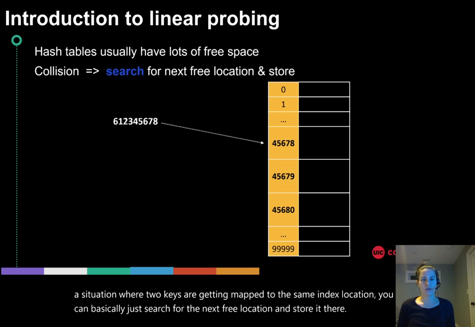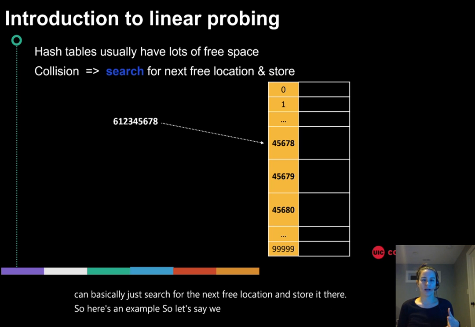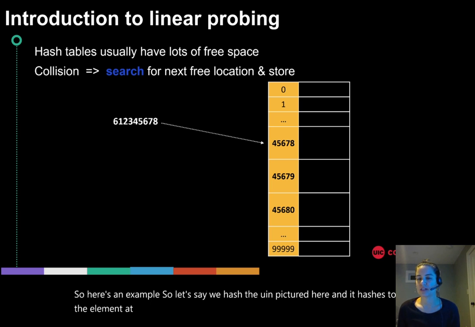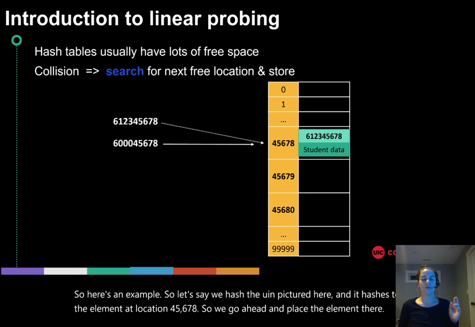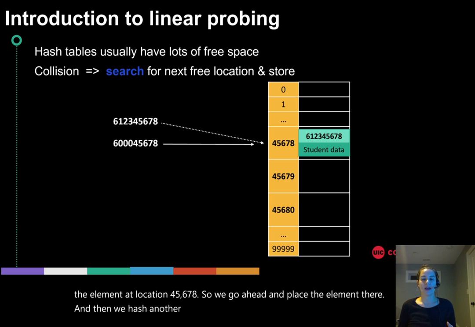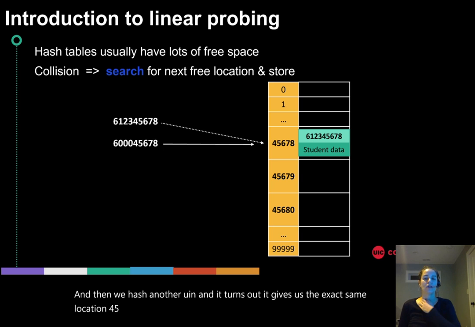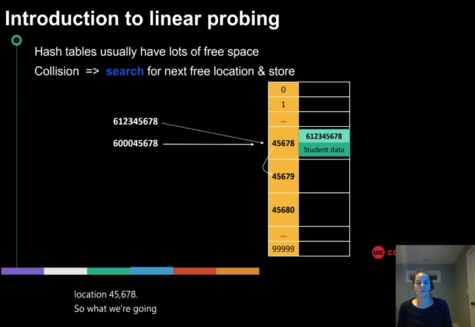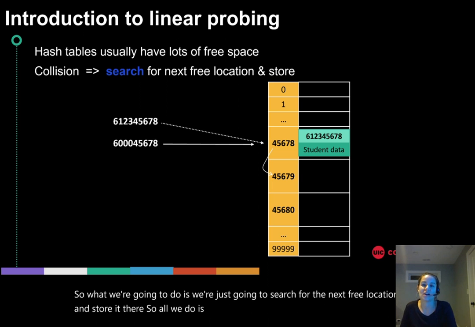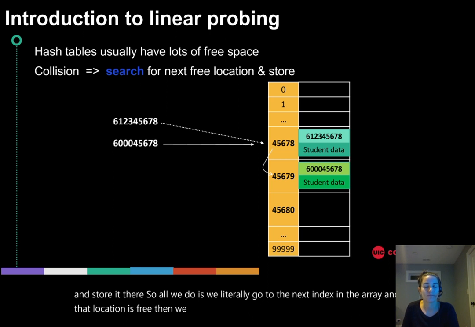So here's an example. Let's say we hash the UIN pictured here, and it hashes to the element at location 45,678. So we go ahead and place the element there, and then we hash another UIN, and it turns out it gives us the exact same location, 45,678. So what we're going to do is search for the next free location and store it there. All we do is go to the next index in the array, and if that location is free, then we store the data there.